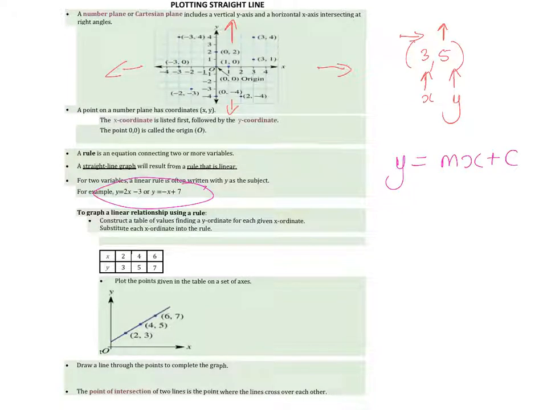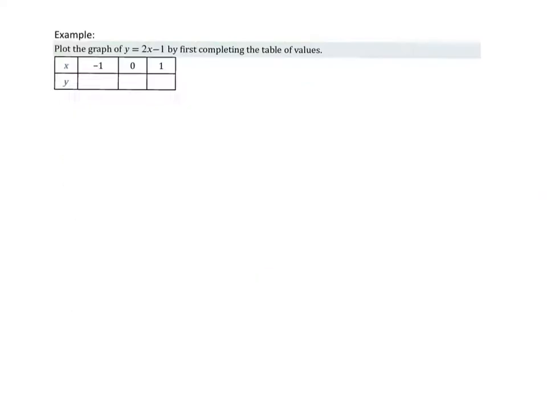Let's have a look at examples of that here. y equals 2x minus 3. y equals minus x plus 7. m is your gradient and c is your y-intercept. y and x are your 2 variables. And we'll be having a closer look at gradient and y-intercept later on down the track.